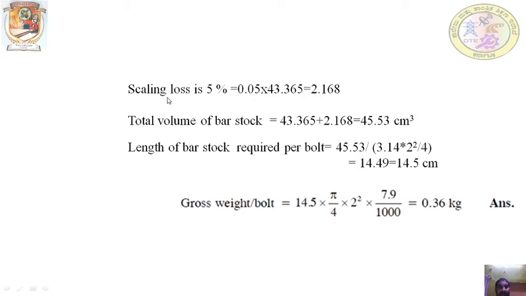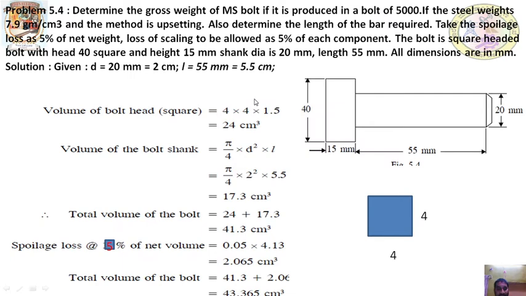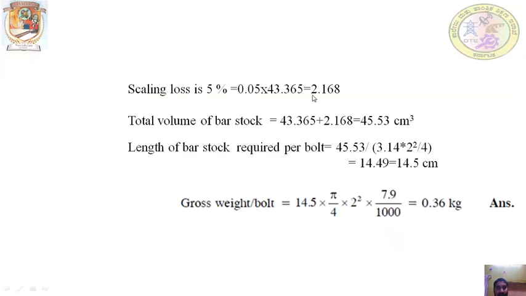So again considering the scaling loss, which is also 5%, so 5% of 43.365 is 2.168. So total volume of the bar stock is now 43.365 plus 2.168, so 45.53 is the total volume of the bar stock required.